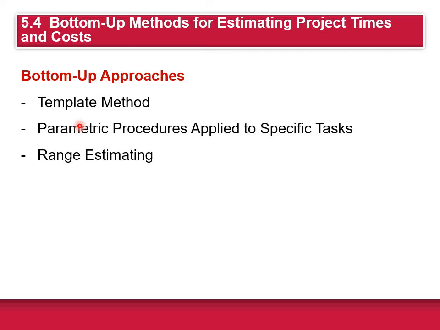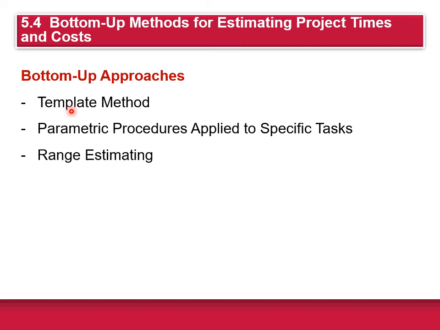Let's take a look at some bottom-up methods for estimating project times. Remember, bottom-up methods are at the lowest level. These are estimating costs from the WBS at that level. First up is the template method. Here, if the project is similar to past projects, you can simply use that historical data to come up with a new estimate. There may be slight differences in the new project, but you can note those and you can adjust costs to reflect those differences.